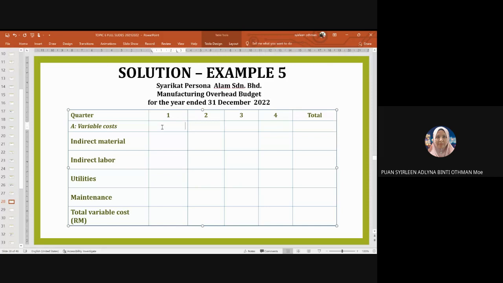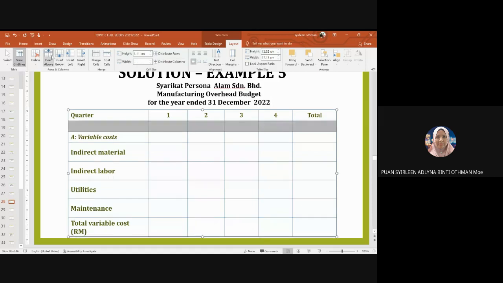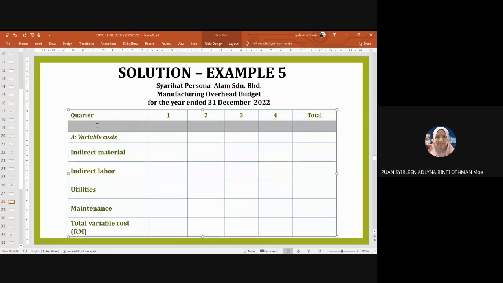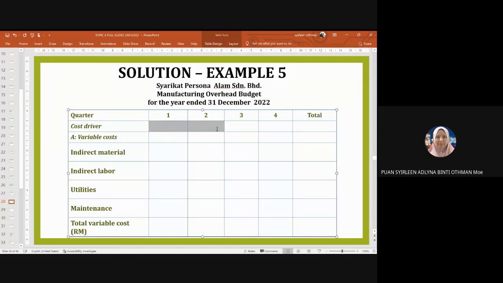Okay. The figure is not there. Okay. So variable budget ni supposed to have another column up here. Okay. Alright. So here I akan letak dekat situ cost driver. Okay. In your nota ada kan? Dia punya basis. Cost driver ataupun dia punya basis. Okay.